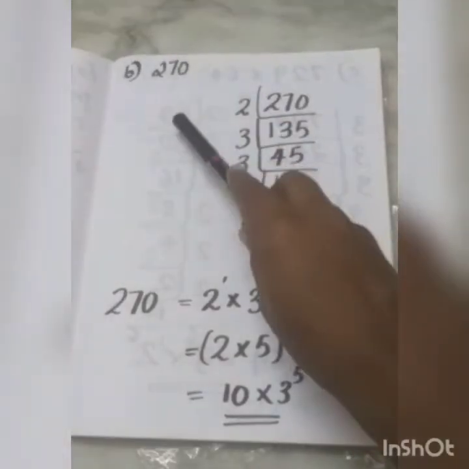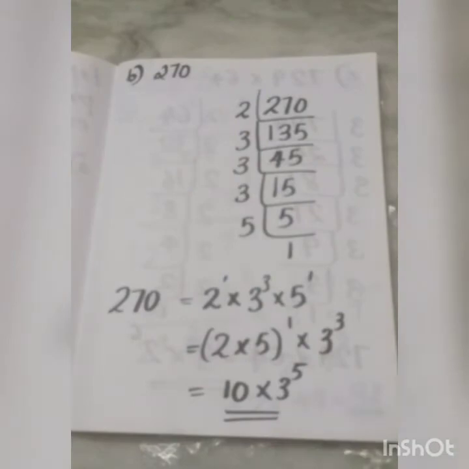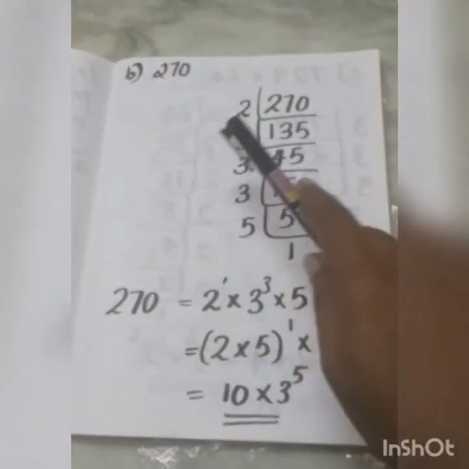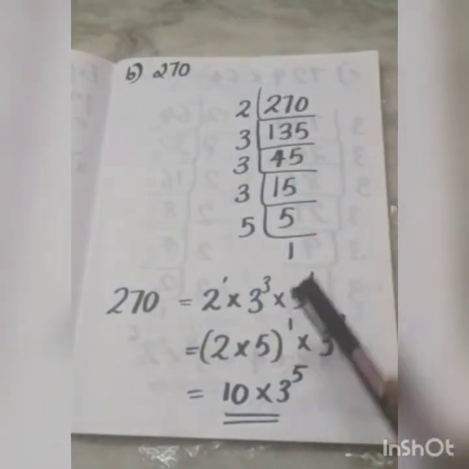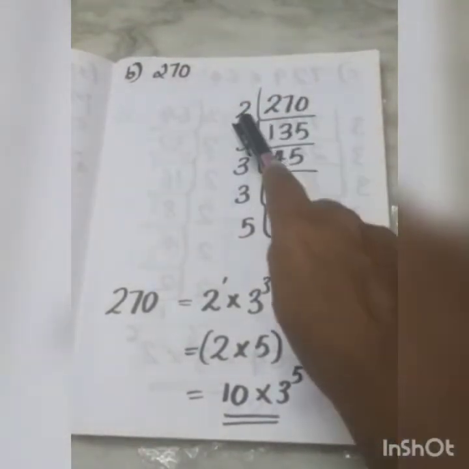In the second question, 270, first we have to prime factorize the number. Prime factorizing 270, if you start with 3 that is also correct, but here 270 is an even number, so I started with 2.